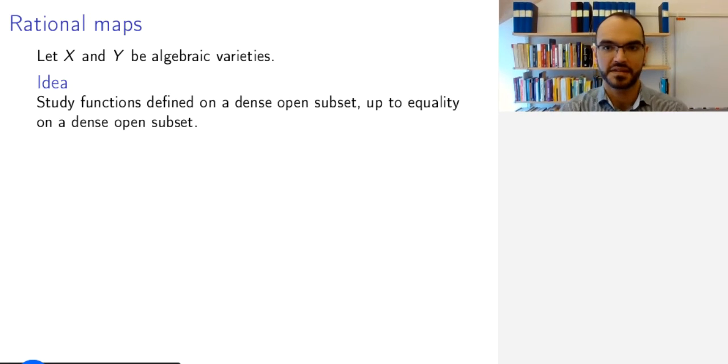And let us start with the general notion of a rational map. So now we're not just looking at regular functions, we're looking at maps between algebraic varieties. So consider two algebraic varieties, X and Y. And remember that our idea is to study functions defined on a dense open subset. And because of that, it's natural to study them up to equality on a dense open subset. Let's see what this means more precisely.